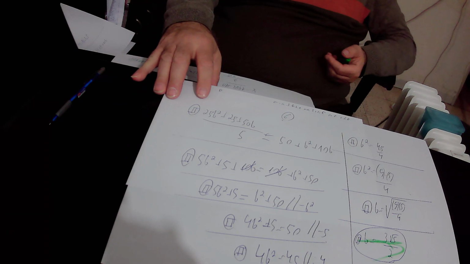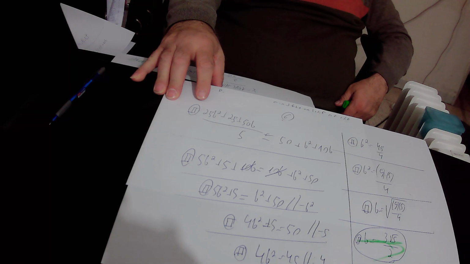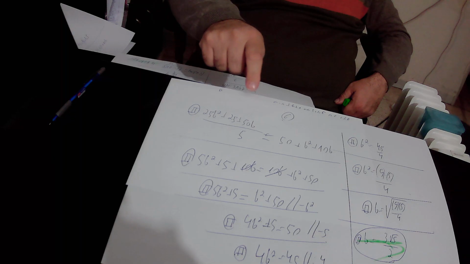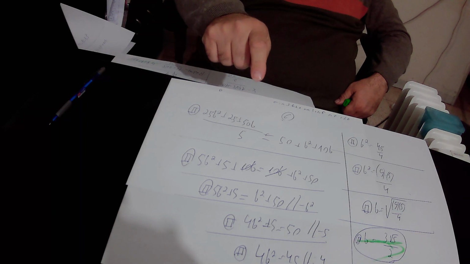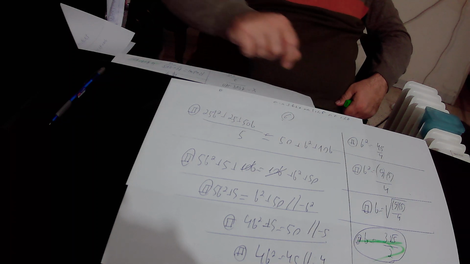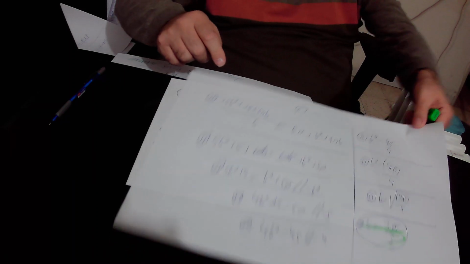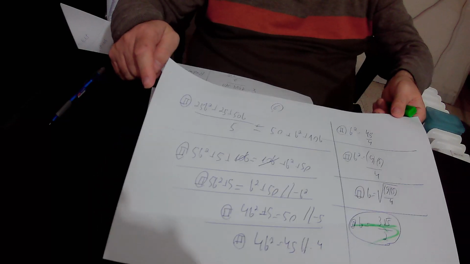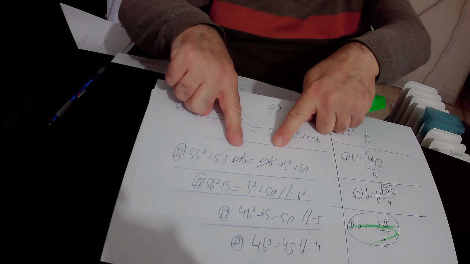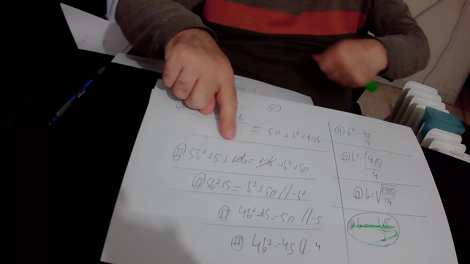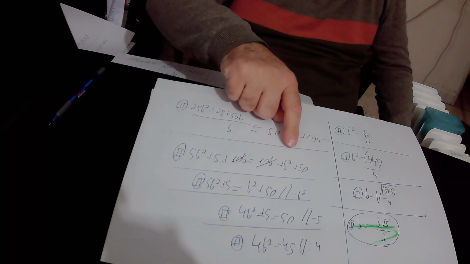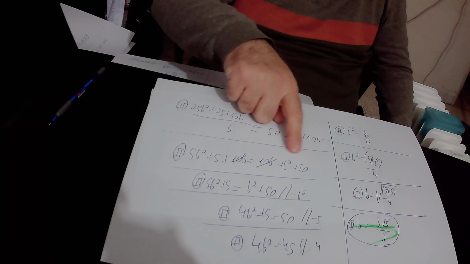Here 25b squared over 5 is 5b squared, 25 over 5 is 5, and 50b over 5 is 10b. This equals 10b plus b squared plus 5. Okay, so here we have 10b on both sides of the equation, so 10b will get cancelled. So on this side, after we cancel 10b, we are left only with 5b squared plus 5. On the other side of the equation, we are left with b squared plus 5.